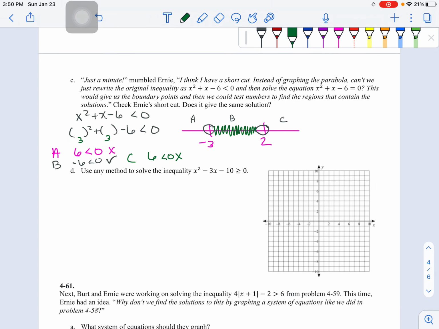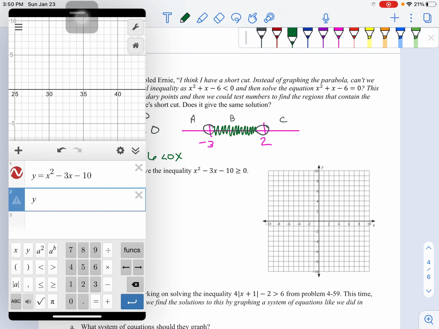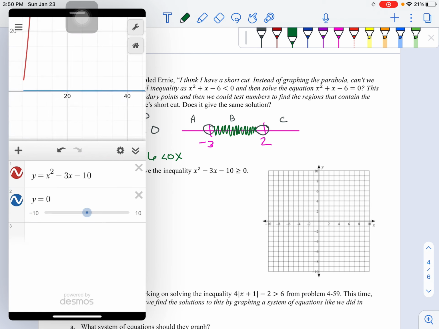Okay, let's do something exactly like what we just did in part D. We are going to solve x squared minus 3x minus 10 greater than 0. So we're going to put that into our calculator, and I'm going to pull it up on Desmos just for now because it's so much easier for me to show you. We are going to have y1 equals x squared minus 3x minus 10, and we're going to have y equals 0.